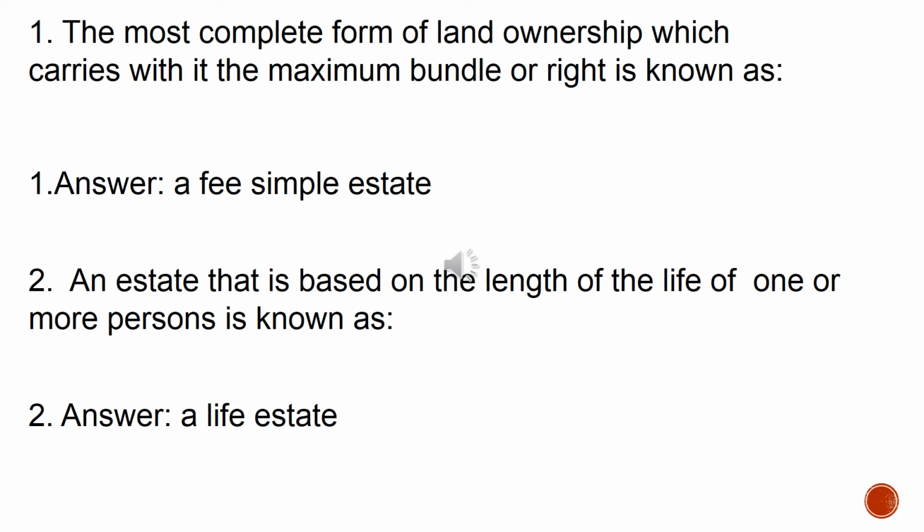Question number 1. The most complete form of land ownership, which carries with it the maximum bundle of rights, is known as? Answer: a fee simple estate. Question number 2. An estate that is based on the length of the life of one or more persons is known as? Answer: a life estate.